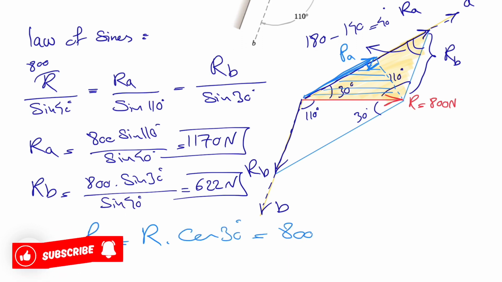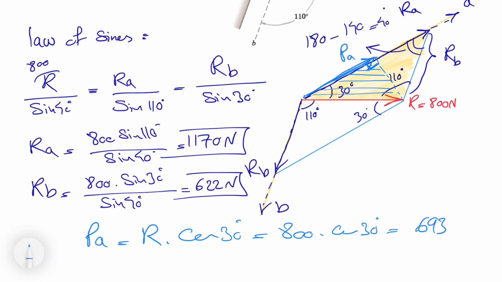And since we have a right triangle that I'm showing in light blue, simply our PA will be R cosine of 30 degrees, which will be 800 cosine of 30, and that would give us 693 Newtons. And that would be the answer for the second part of the question.